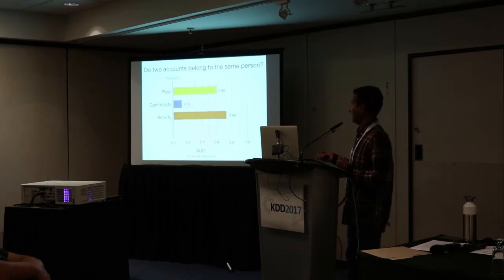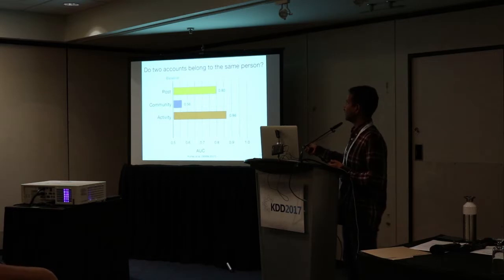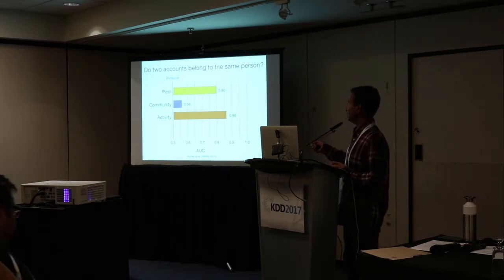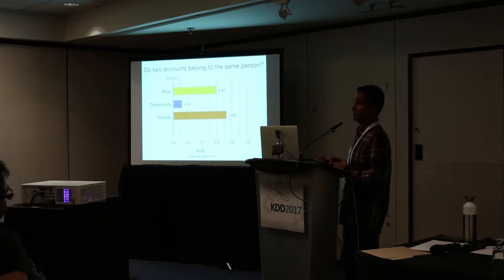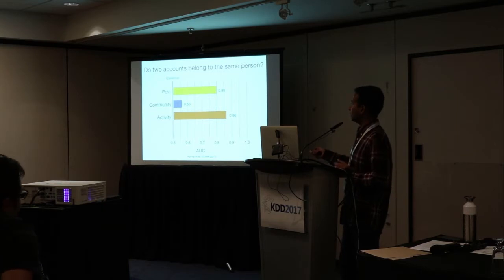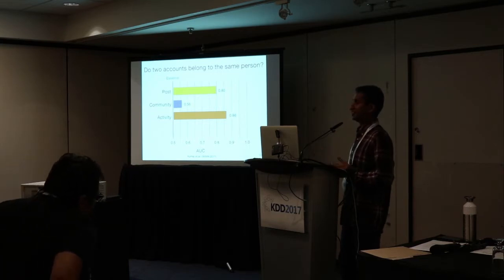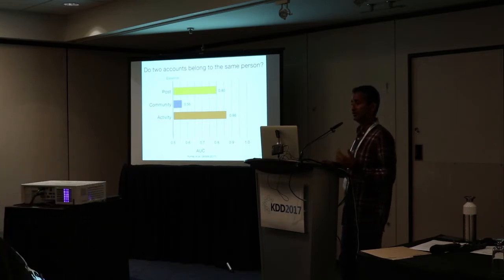And here, using the same set of features, what we see is that there's a huge jump in performance between posts made by the same, when you use post features and when you use activity features. But even now, community features are not very important to identify whether two accounts belong to the same person.